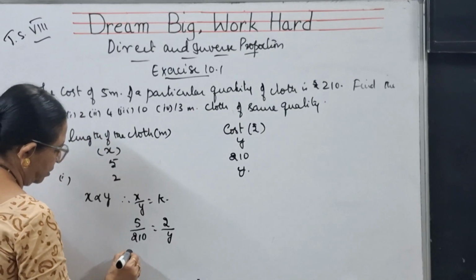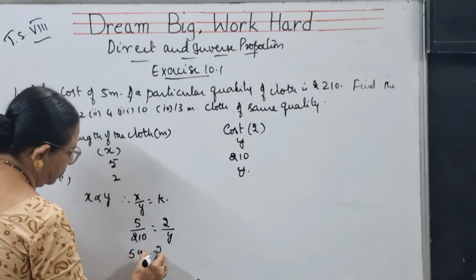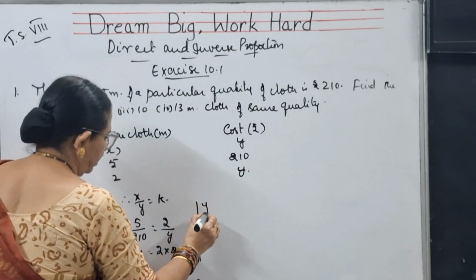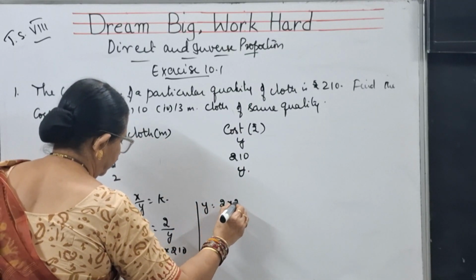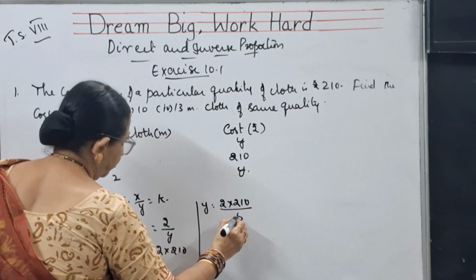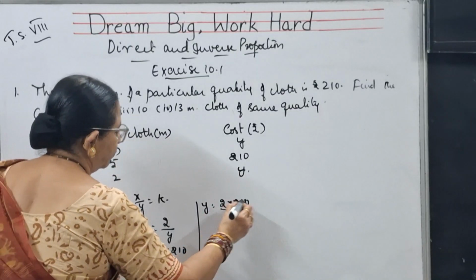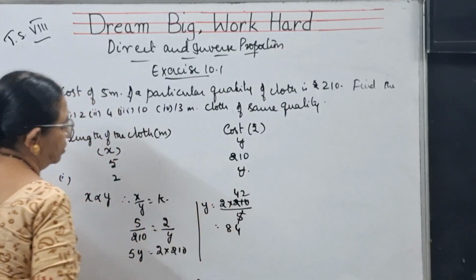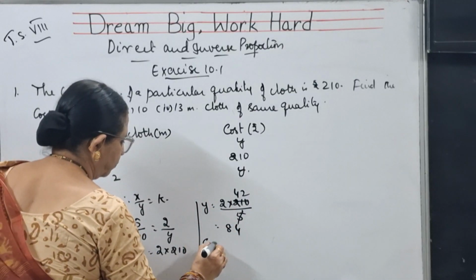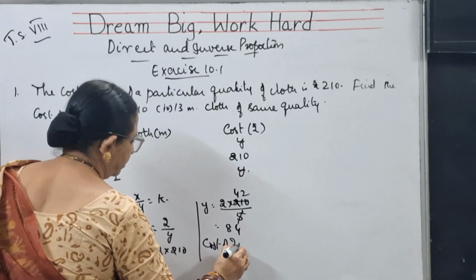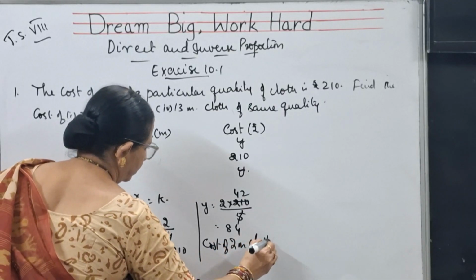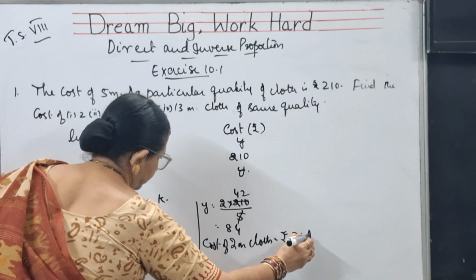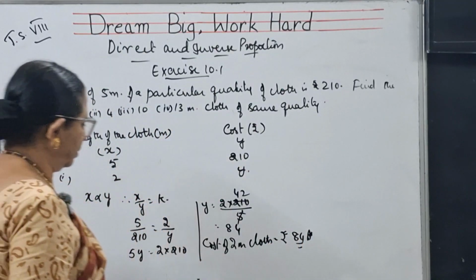That means 5y is equal to 2 into 210. So what is y? 2 into 210 by 5. So 5 4s are 20, 5 2s are 10, 2 2s are 4, 2 4s are 8. So the cost of 2 meters of cloth is equal to rupees 84. This is the answer, children.